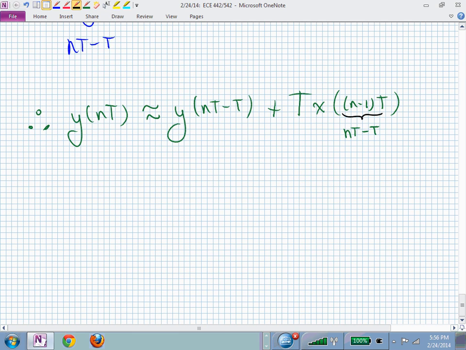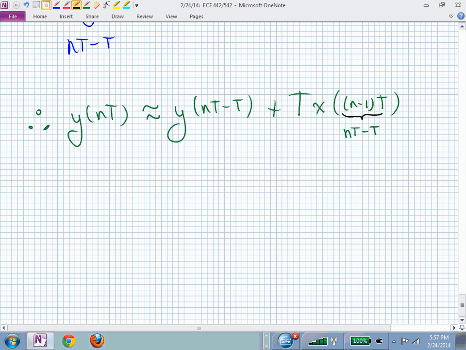But we said we want to figure out a way to go from an H of s to an H of z. Well, those are in the frequency domain. So let's take this time domain difference equation into the frequency domain and see if we can figure out a way to go from H of s to H of z. And this is the forward rule.